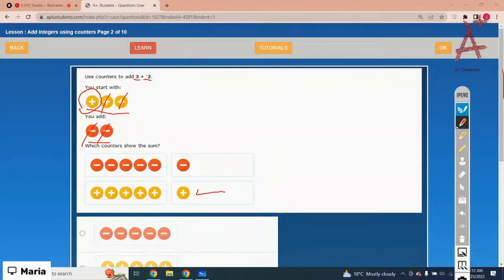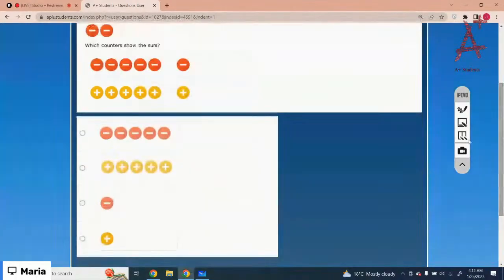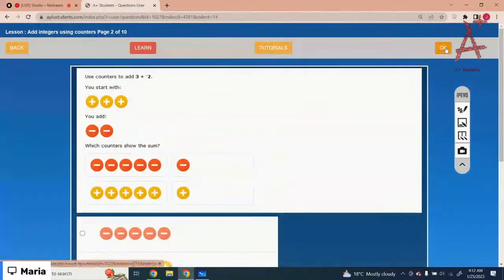Opposite counters cancel each other. Got it? So two of the positive counters cancel two of the negative counters. So we are left with just one positive counter. Got it? So just select the correct option, then click on the OK button.